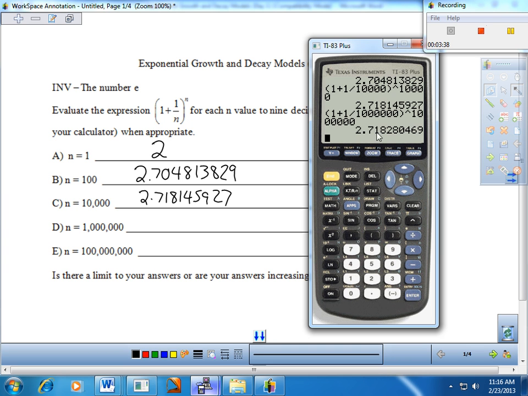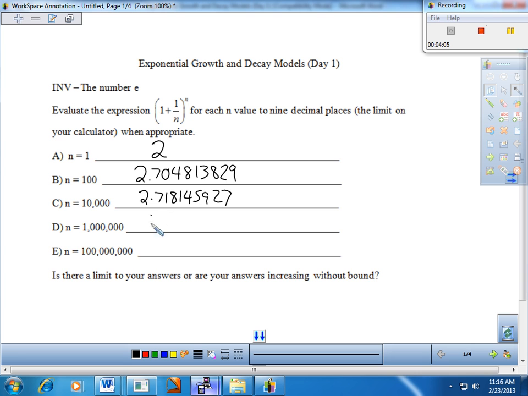Notice starting to have to go pretty far back just to see the change, right? Does that idea sound familiar? Oh, it should. We did this before. So if it was 1,000,000, I got 2.718280469. All right, great. Let's do it one more time, guys.